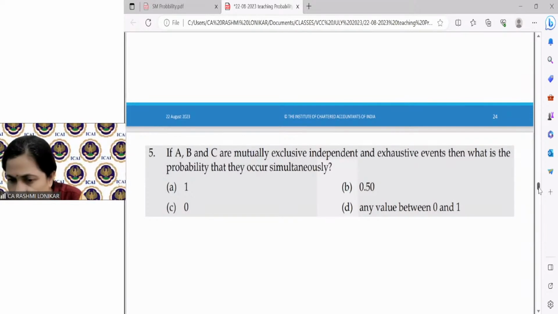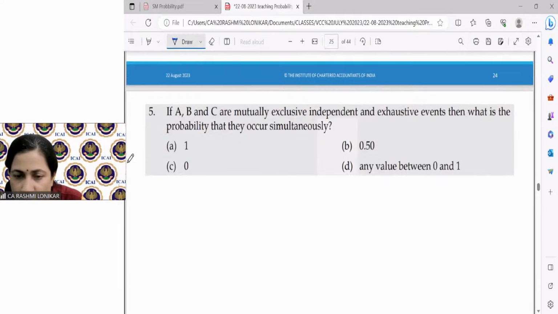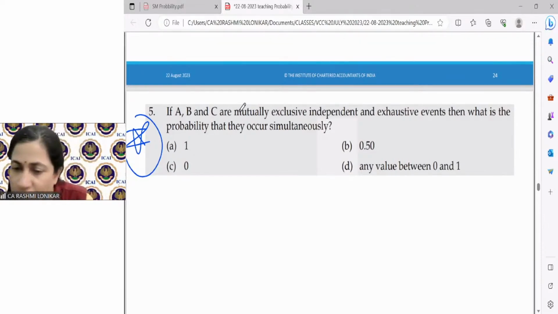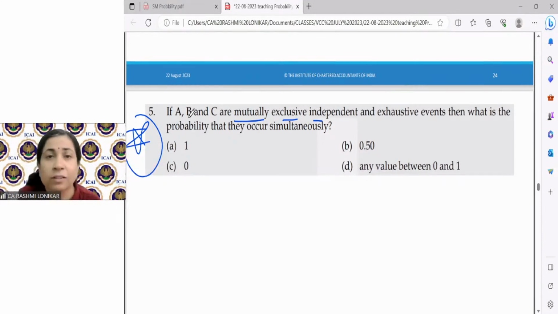they occur simultaneously? Okay, this is a very nice question. I love such type of question, because they're testing the concept, not the calculation. They are mutually exclusive. When I say mutually exclusive, it means when one occurs, the other does not occur. So there will never be a scenario when they are all occurring. For example, when tossing a coin, what is the probability of getting both heads and tails with one coin? 0. So the answer is 0.